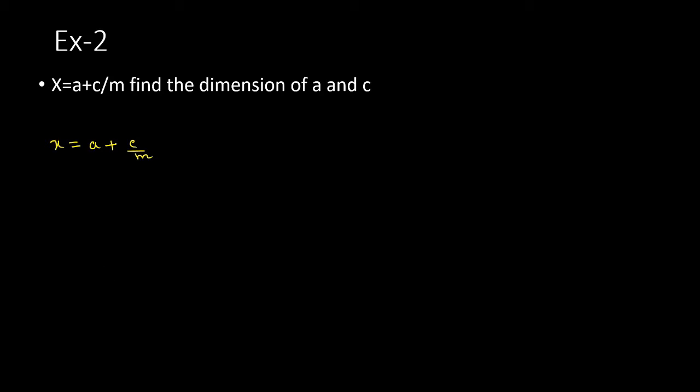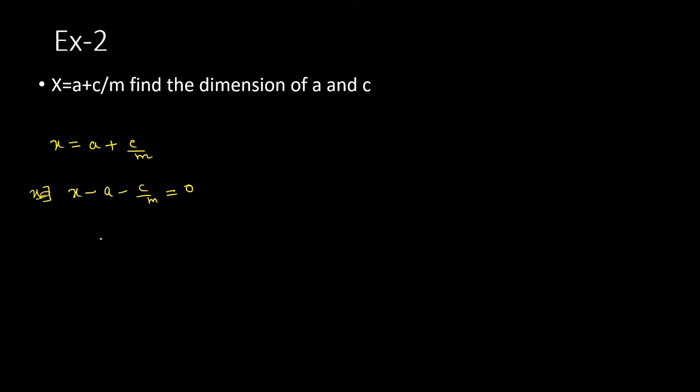This equation is in terms of addition, and we know if the equation is given in addition or subtraction, it will satisfy the principle of homogeneity, right? So what will be the equation here? We can take the whole equation to the left hand side, so it will be x minus A minus C by M equals 0. Okay guys, did everyone understand? I think everyone understood.